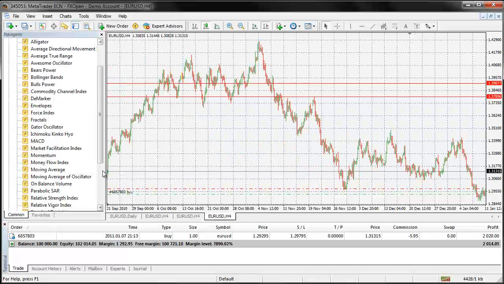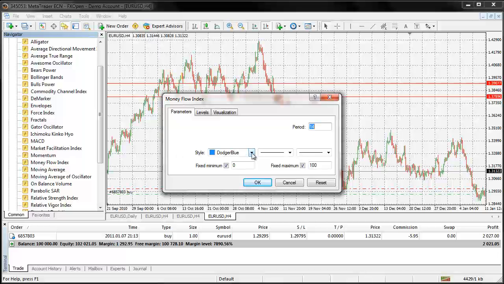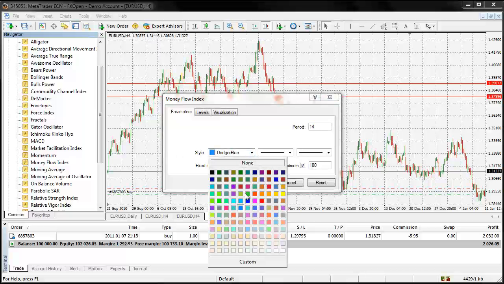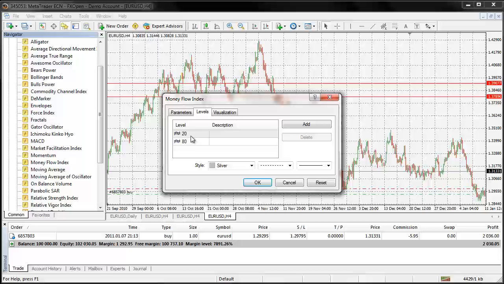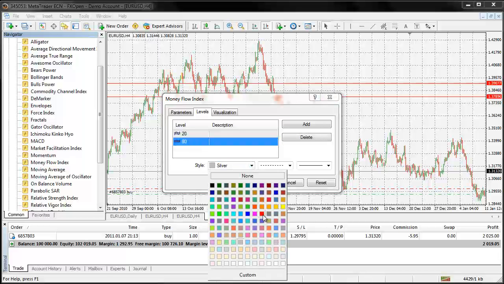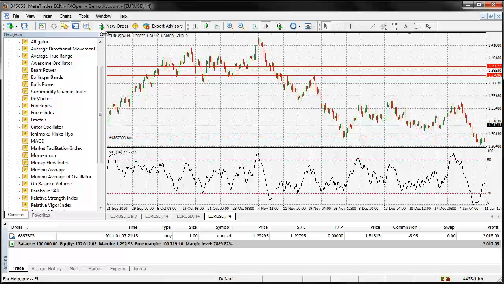Alright, so let's go back to our navigator panel and find the money flow index right there. Left click, drag and drop. And this is going to be dodgy blue, so let's go ahead and set that to black. The line can be just as is. We've got some visual levels here which are set to 20 and 80 by default. I'm going to set this to a color of red. You can do the same, and then we'll just go ahead and click on OK.